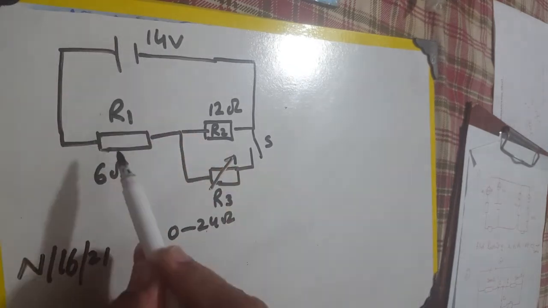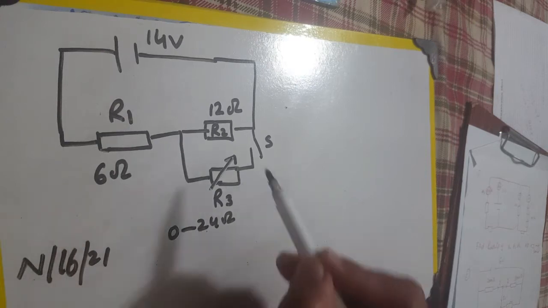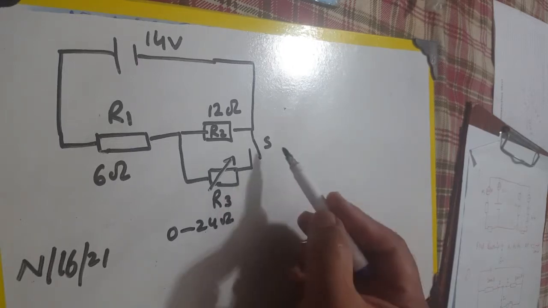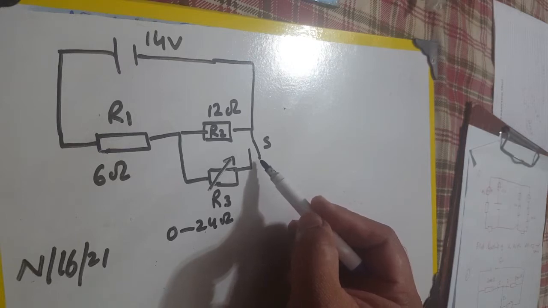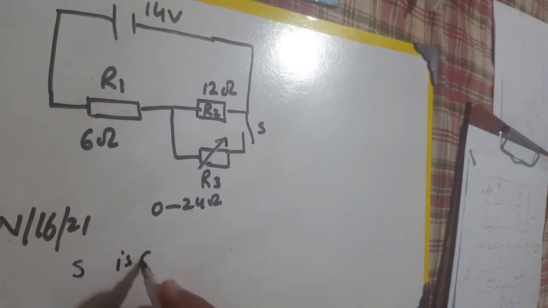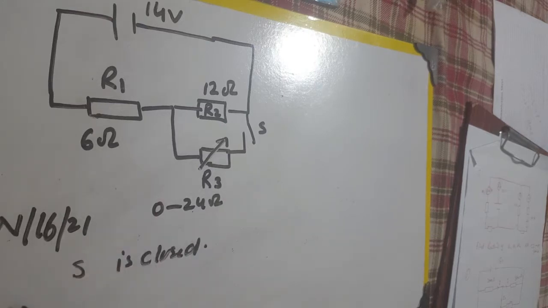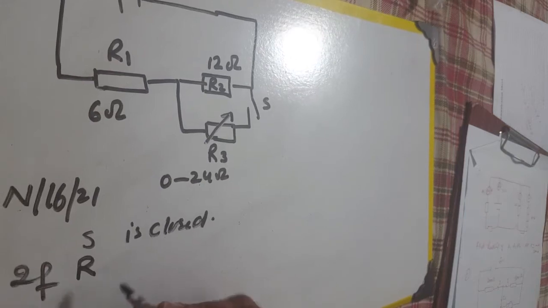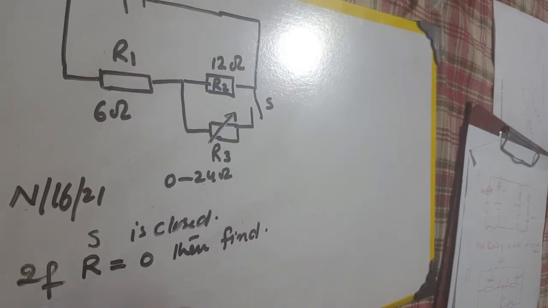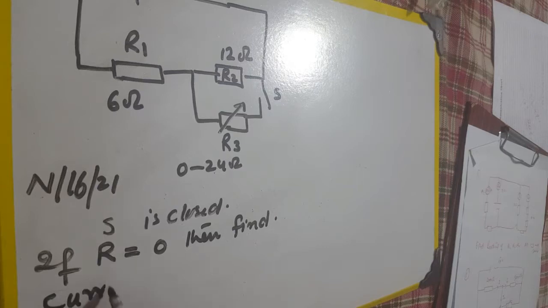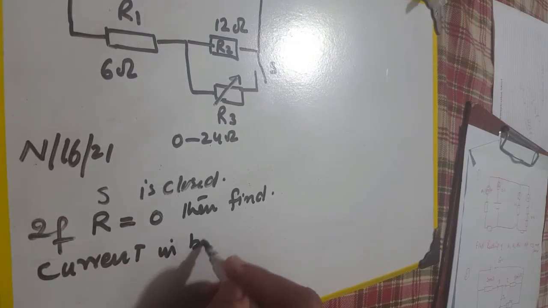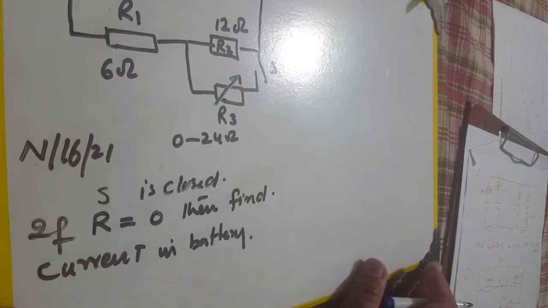So it's a 14 volt battery, an R1 resistor having 6 ohm value, an R2 resistor having 12 ohm value, R3 having 0 to 24 ohm value, and there is a switch S. When the switch S is closed, and we set R3 equal to 0, then find the current in the battery.